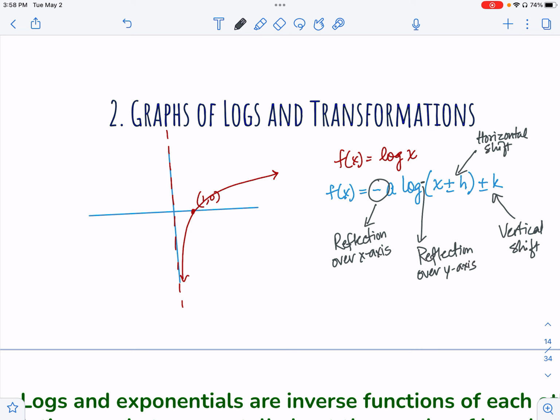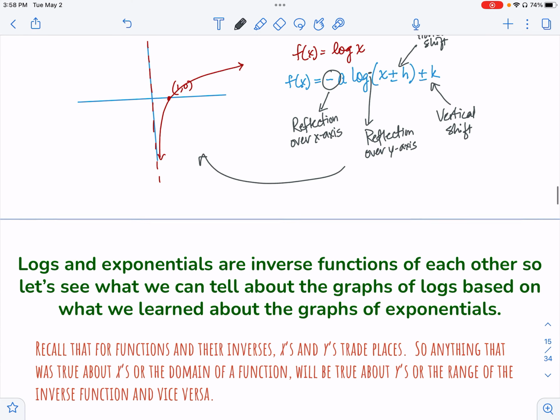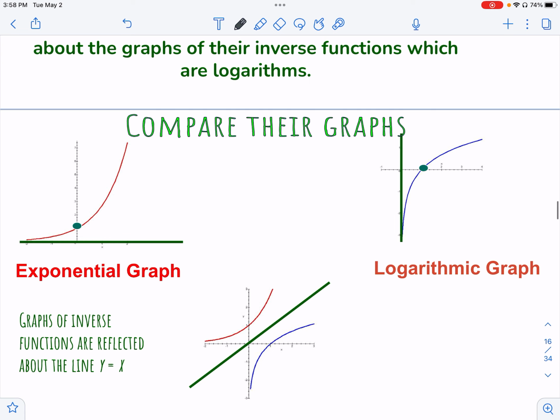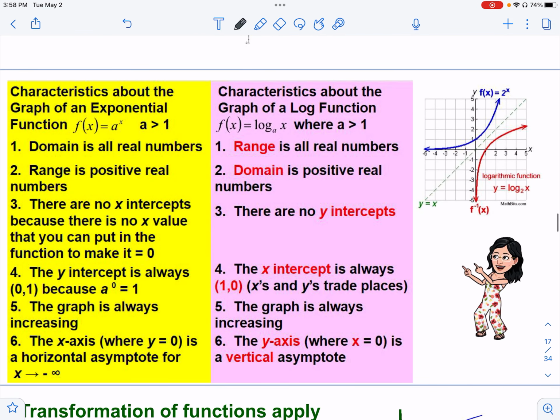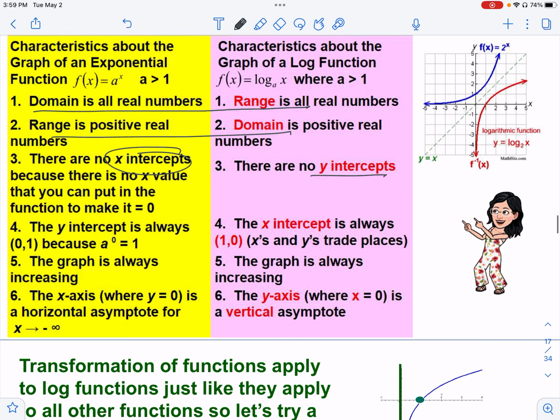And like I said, all the rules follow, but keep the parent function in mind. All the rules will apply to that. Let's do a couple of transformation problems. I've already explained that to you earlier, exponential, logs, and how they're inverses of each other. More properties are listed. You're very welcome to look at these properties in detail, how the domain and range swap, no y-intercepts here, there are no x-intercepts here, and so on and so forth.